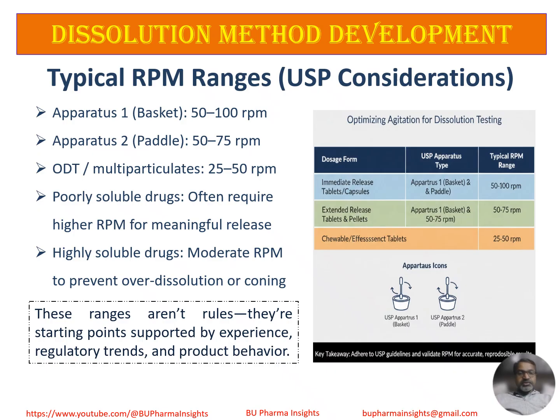Typical ranges include apparatus 1 basket 50 to 100 RPM, apparatus 2 paddle 50 to 75 RPM, and ODT and multi-particulates 25 to 50 RPM. Poorly soluble drugs often need higher RPM for meaningful release. Highly soluble drugs use moderate RPM to avoid over dissolution or coning. The goal is always the same. Choose an RPM that is scientifically justified, discriminatory, and clinically meaningful. Lowest effective RPM is the best RPM.